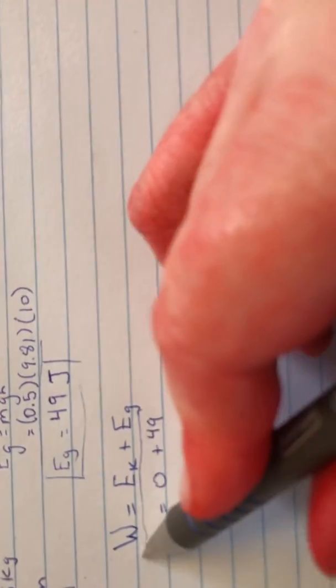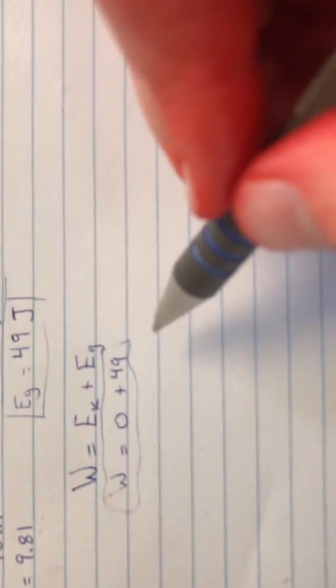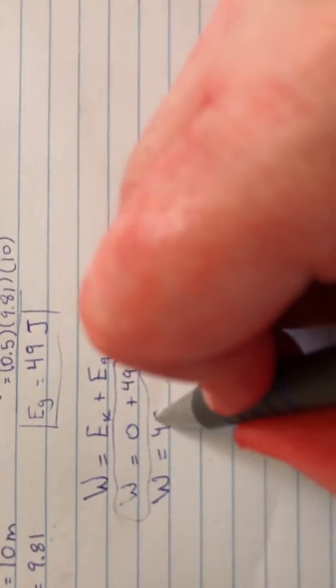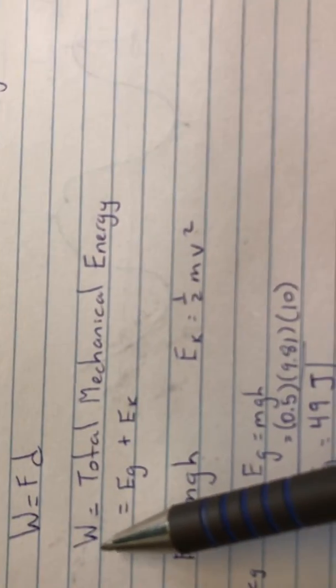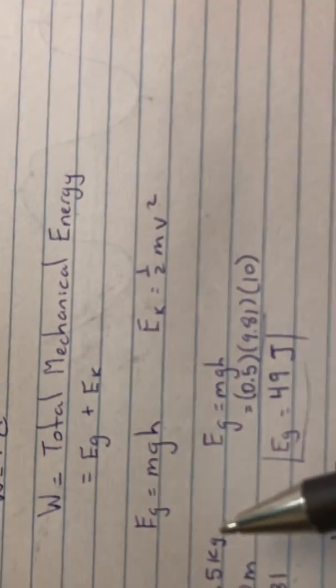And while this might have seemed like a more complicated question, when it asks for the total work done in the scenario, it really was just a very straightforward calculation if we understand that the work theorem says that work is equal to our total mechanical energy, which is equal to the sum of those two parts.